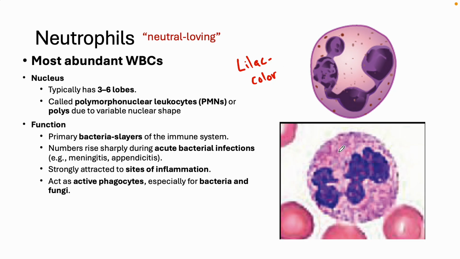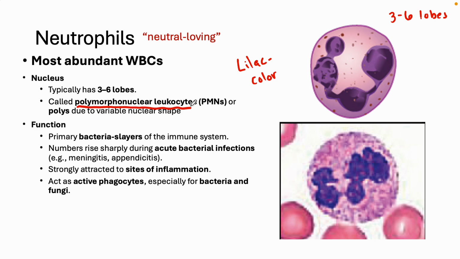You'll notice the granules here are very fine, so they're difficult to see individually. The nucleus is going to contain multiple lobes, so typically 3 to 6 lobes separated by small bridges that connect them. Because they are multi-lobed, they're known as polymorphonuclear leukocytes.